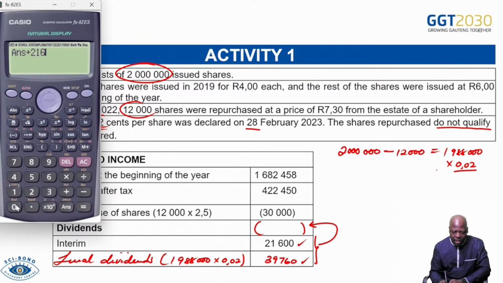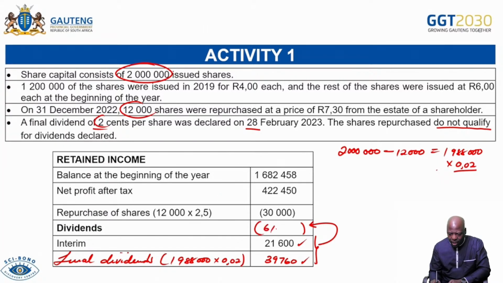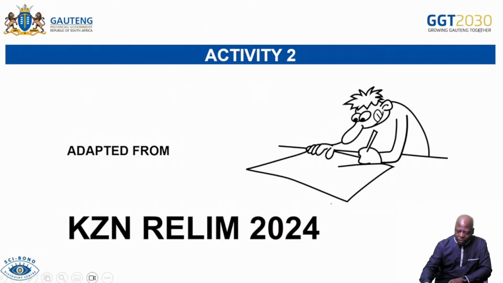Plus 21,600. That is going to give me 61,360. That is my dividends, which therefore brings us to the next activity.